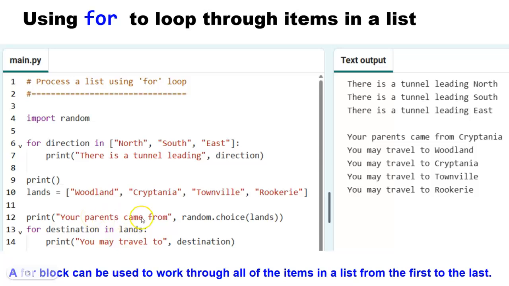We're then going to print your parents came from, and we can use the random library. So we had import random up here, and we can then do random.choice from the lands. And in this case, it chose Cryptania, but it could have chosen any of the items that are in this list. Then we loop through using each of the lands one after the other. So for destination in the list of lands, it starts with woodland, then it does Cryptania, then it does Townville, then it does Rookery.